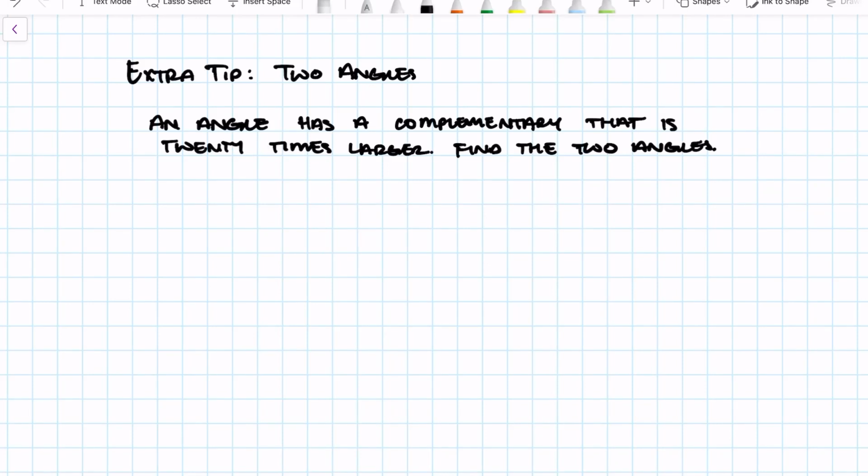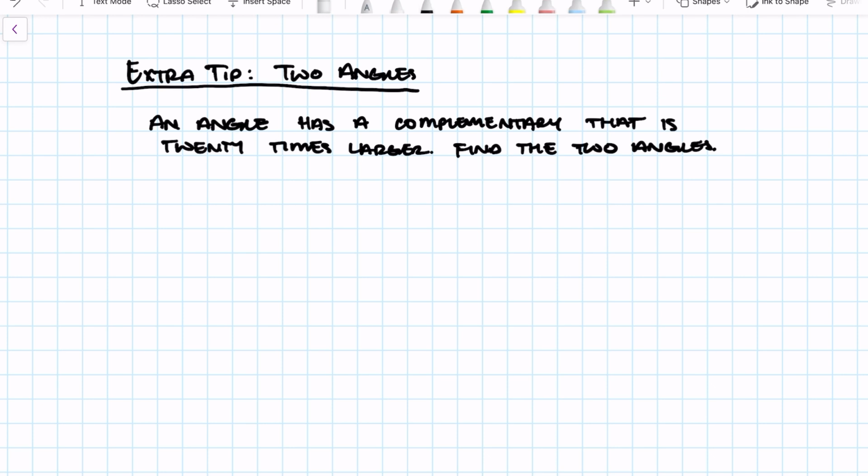Tip here. We're going to talk about two angles. This is a question that you would find mostly under Excel, but I think it's very similar to the ratio ones, and I think it's good for us to be able to do. So we're going to go ahead and try one. I'm giving you one that says an angle has a complementary that is 20 times larger. Find the two angles.